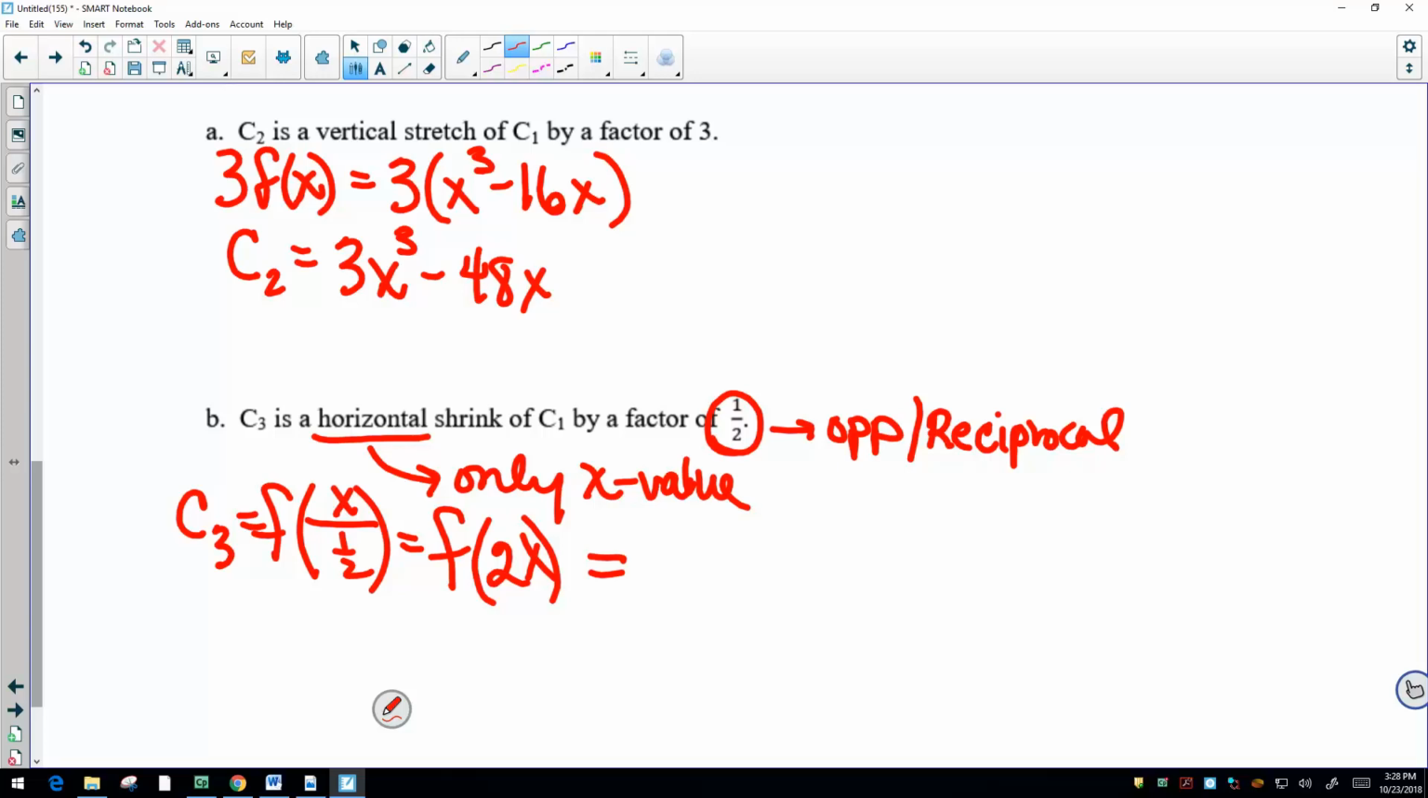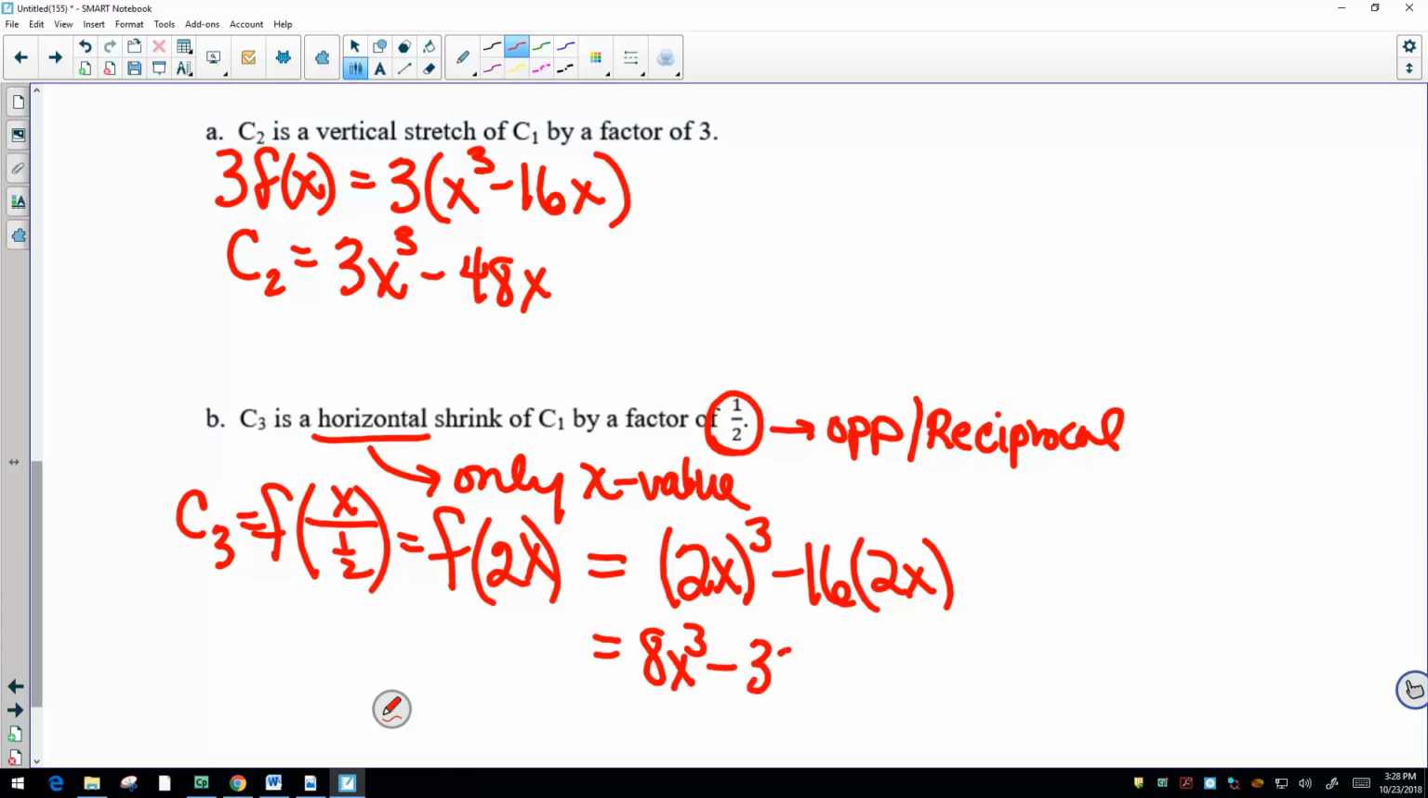So if it's only to the x values, wherever I see an x, I would replace it with 2x. Okay, so we start off and we have 2x cubed minus 16. Here's an x, replace it with 2x. Now we can simplify this down. So 2 cubed, we're going to have 8. Don't forget, cube your x. And over here, if we distribute through, we're going to have minus 32x.